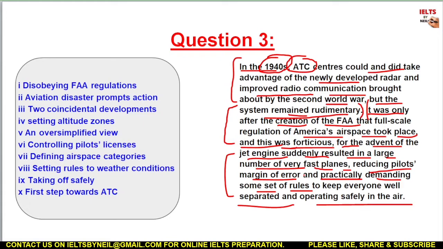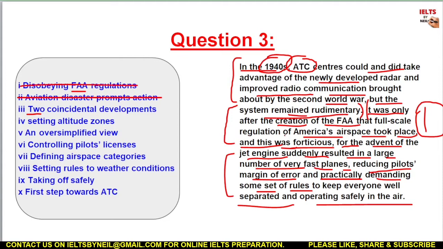So they're talking about these things, right? Now let's go back to the headings. First one, disobeying FAA regulations. They're talking about the FAA, but there is no disobeying being mentioned. Aviation disaster, that's already taken, so we will not worry about that. Two coincidental developments. Now, two, okay, we can relate this to the first one, which can be this one: when full regulation of airspace took place in America, and the second one would be the advent of the jet engine, which resulted in a large number of very fast planes.